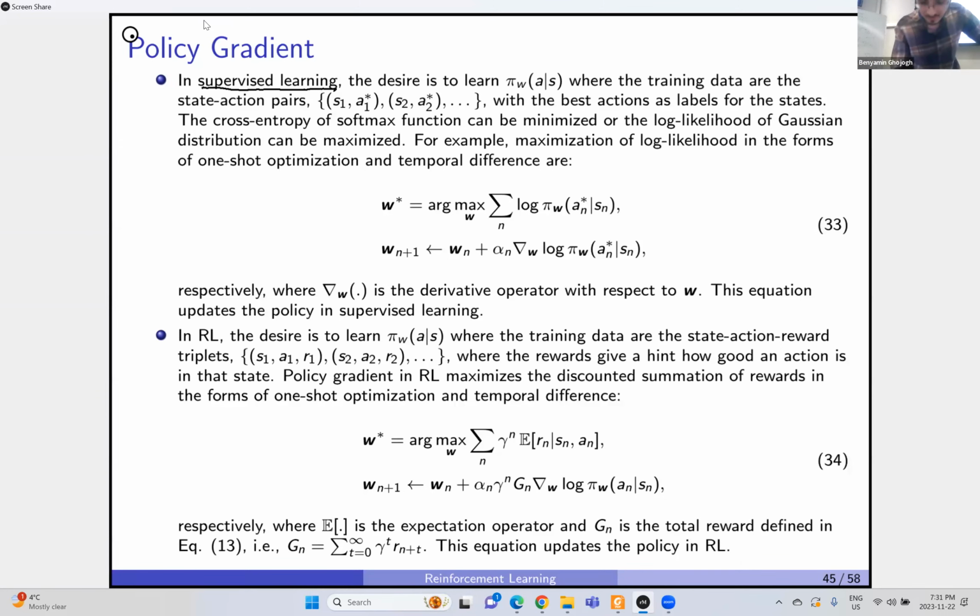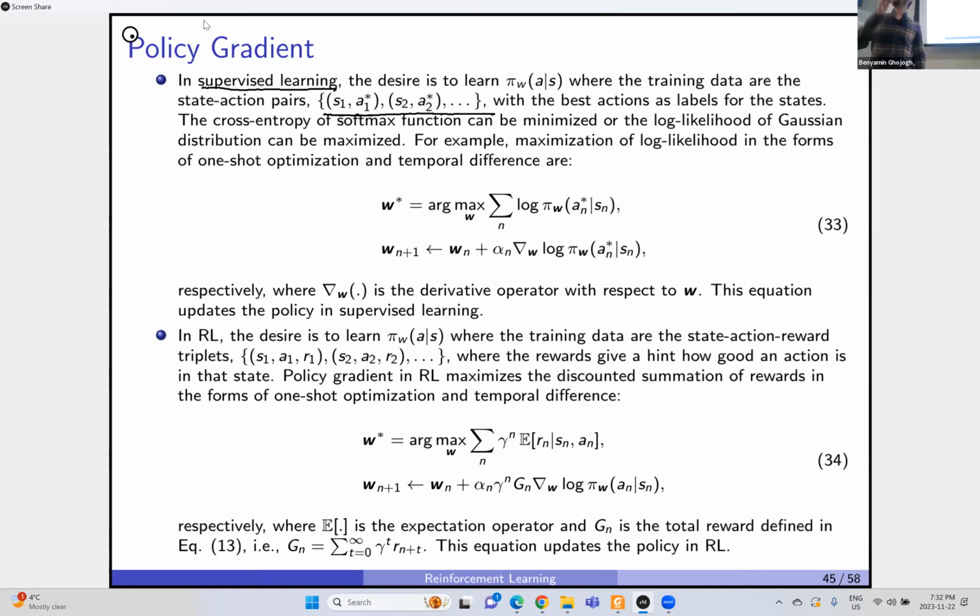So I have a bunch of states, S1, S2, S3, etc., and for each state I know the best thing to do, the best action: A1 star, A2 star, etc. This simply becomes, let's call it, a regression problem, because for every input S, I want to predict action A, or a classification problem. It doesn't matter. For every input state, I want to predict the action. I can use any loss function for supervised classification, such as cross entropy. There are a bunch of methods to do that.